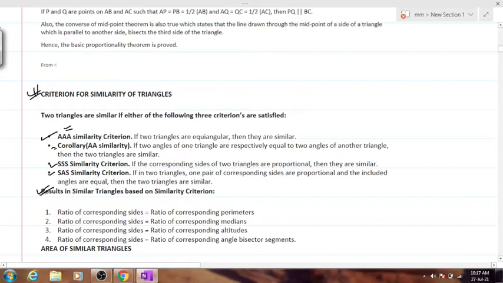So the result of similar triangles based on the similarity criteria is: the ratio of the corresponding sides equals the ratio of the corresponding perimeters, the ratio of the corresponding medians, the ratio of the corresponding altitudes, and the ratio of the corresponding angle bisector segments. Is it clear? Please copy all of these points one by one exactly. Now ask me if you have any doubts. This criteria will be used to prove two triangles are similar, and after similarity we might have any of these conditions. Please copy it down.